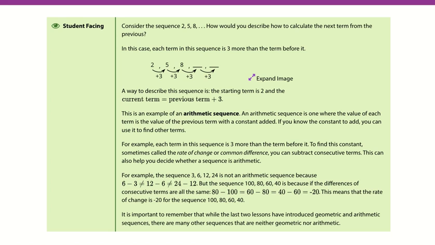Okay. It is important to remember that while the last two lessons today and yesterday have introduced these geometric and arithmetic sequences, there are many other sequences that are neither geometric nor arithmetic that you'll learn later in your math careers.